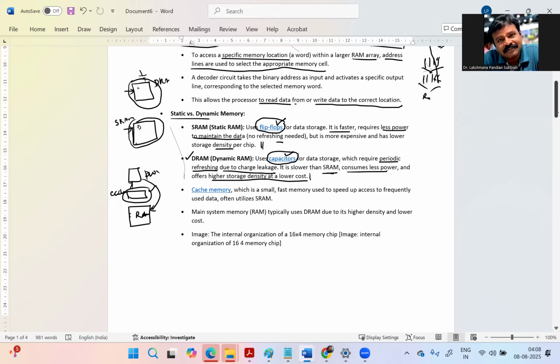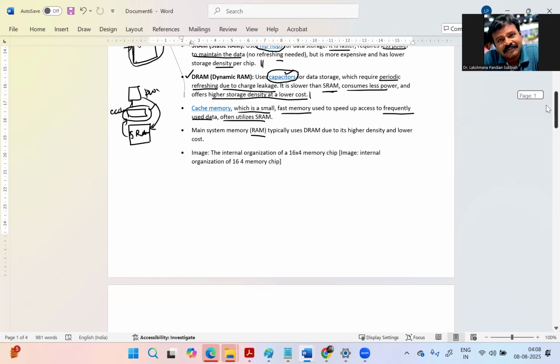Cache memory is very small and fast, which speeds up access to frequently used data. So frequently used data is placed in cache memory. It often utilizes SRAM, the static RAM. Main system memory RAM typically uses DRAM, because of its high density and low power cost, right?